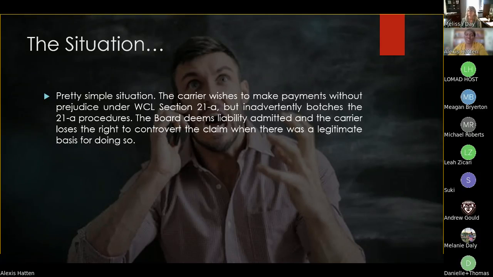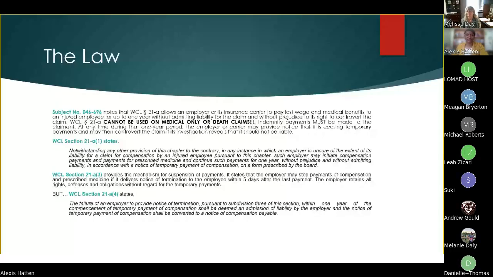It's frustrating to you guys. It's frustrating to us because we want to come out both guns blazing. And something as simple as 21A can prevent us from doing that. And I would submit that there is no statutory authority or regulatory authority for the board to take that position. So, yeah, this comes from the board's subject number. We know that the board issues subject numbers sometimes, and we don't always agree with them.